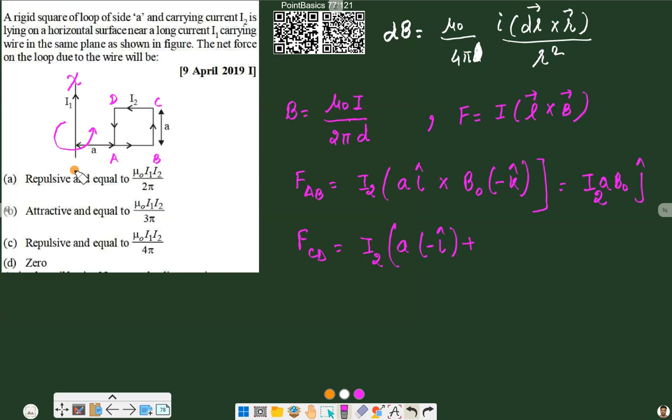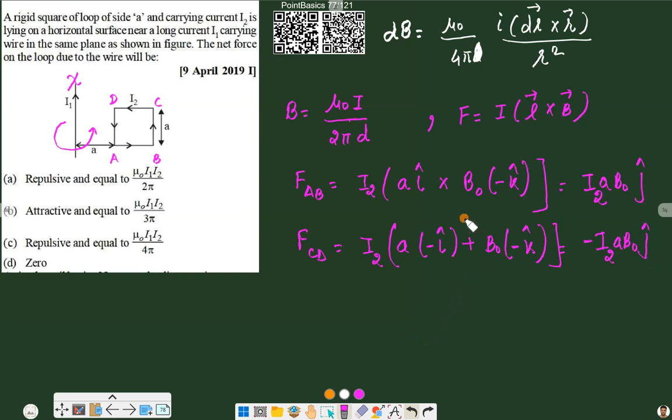So in case of infinite conductor, at same distance, value of magnetic field stays the same. And AB and CD are at the same distance from this conductor, so value of magnetic field will stay the same, equal to B node. And direction is again the same, minus K. Solving this, we will get minus I2 A B node J. This will be the value of forces on AB and CD.